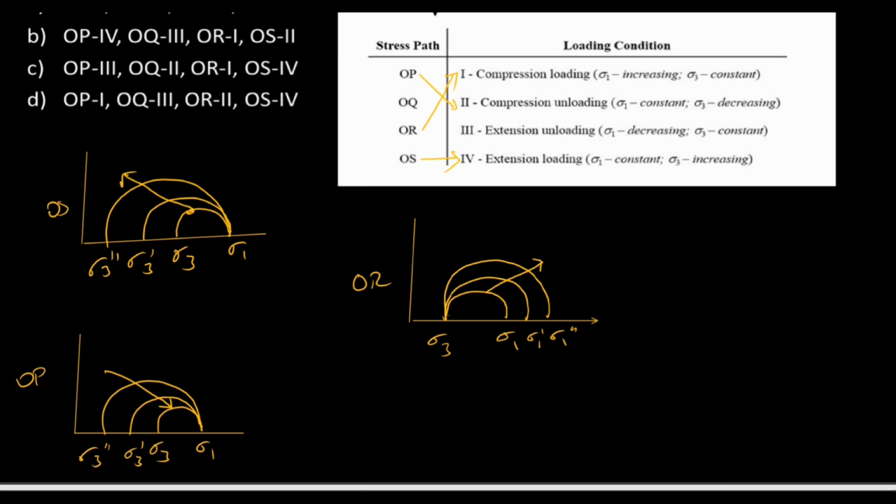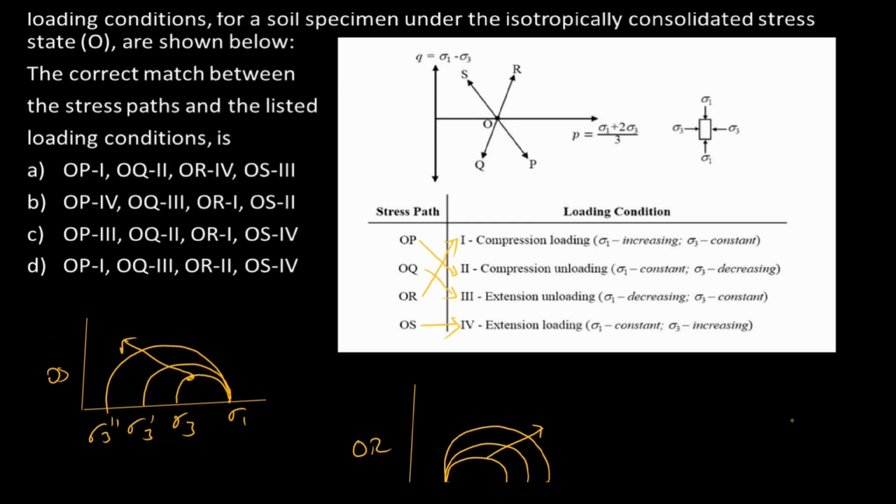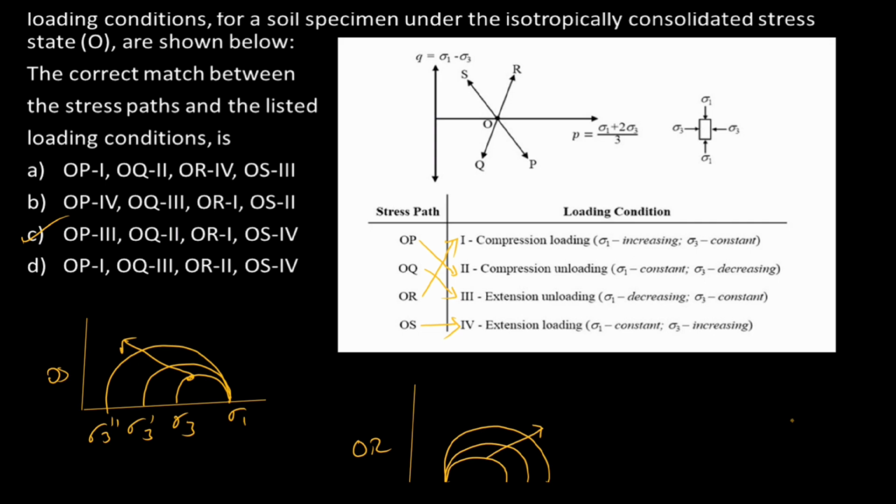So the remaining option will be OQ. So OS is 4. Yes, you have options C and D, where OR is 1. So option C is the right answer.